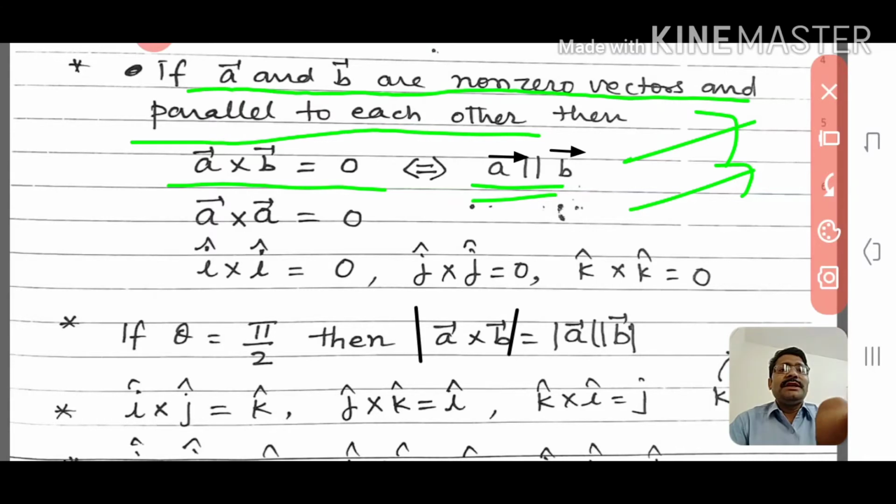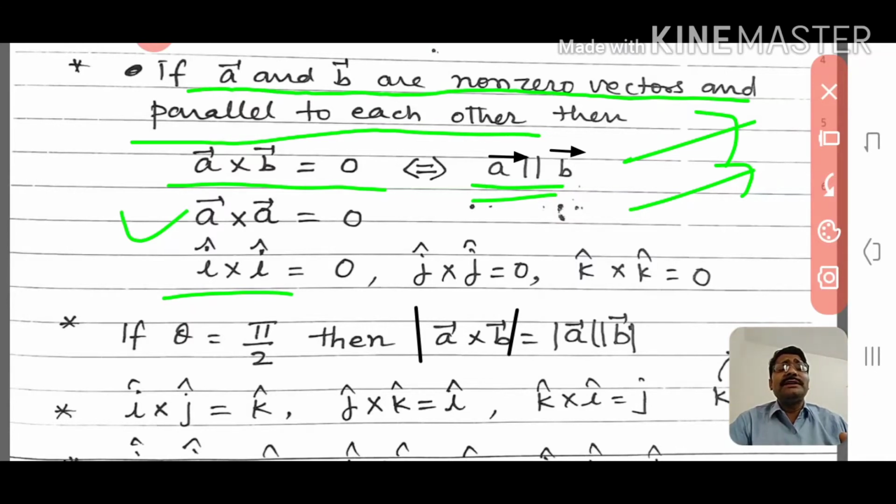Now if you have A cross A, what is the angle between A and A? It is 0 degrees. So A cross A is always 0. Similarly, i cap cross i cap will also be 0, j cross j equals 0, and k cross k is also equal to 0.